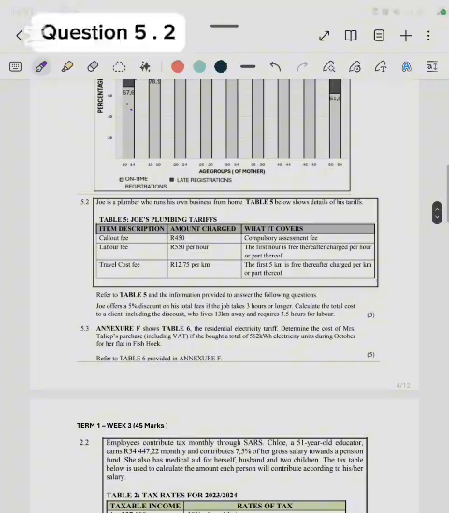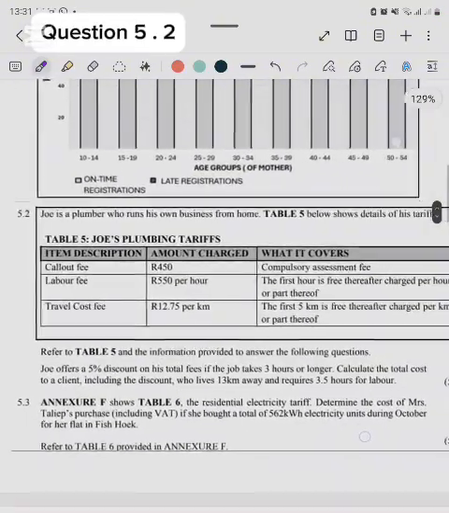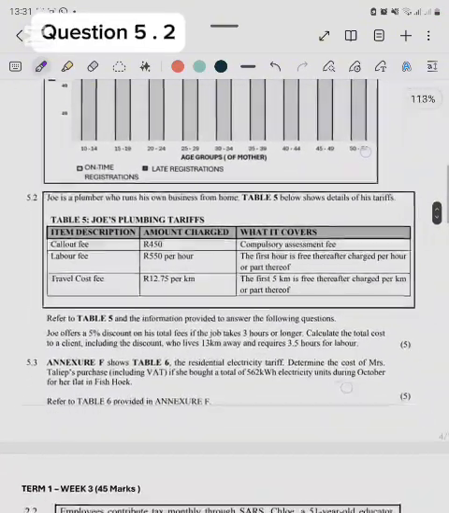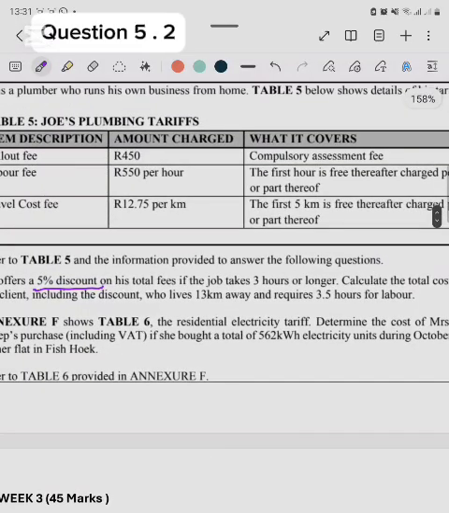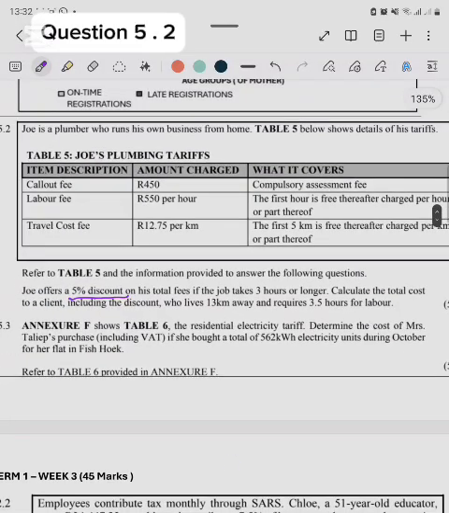5.2, and really we're only doing 5.2 because 5.3 doesn't have the annexure. We've got a story about Joe Plummer, and they give you his call-out cost, his labor fee, and everything, and they're asking you if he offers a 5% discount on his total fees, and the job is 13 kilometers away and 3.5 hours of labor, what would it cost? And so you need to kind of break this down into steps.